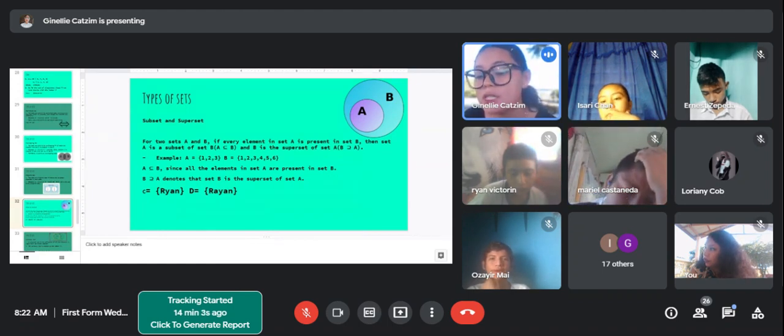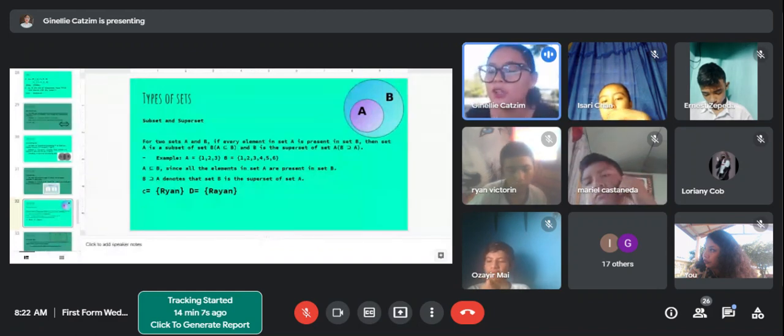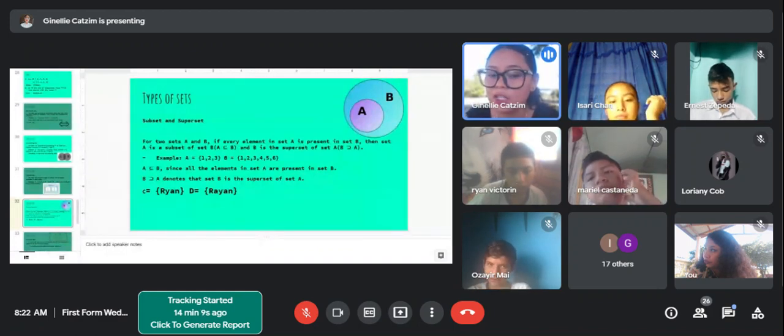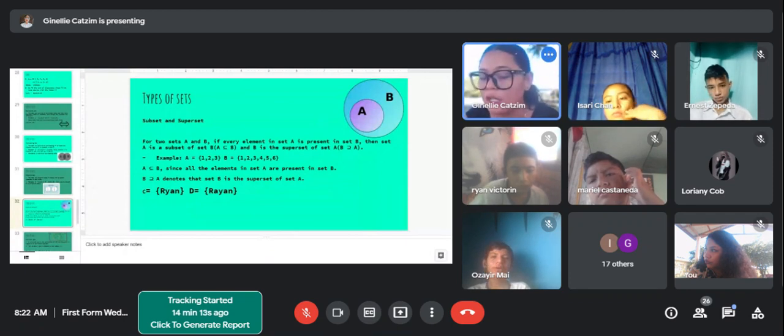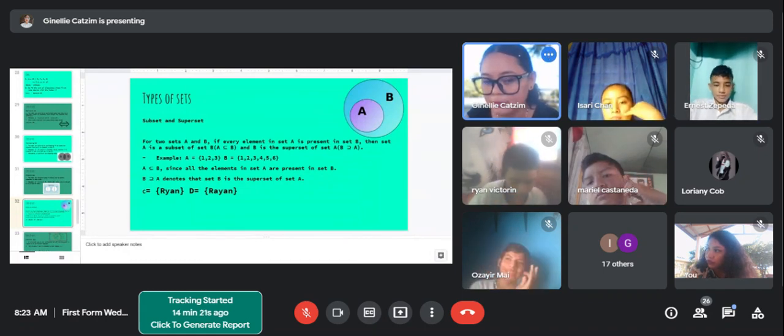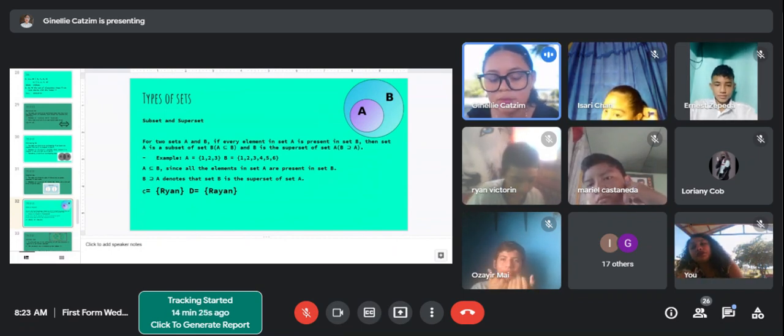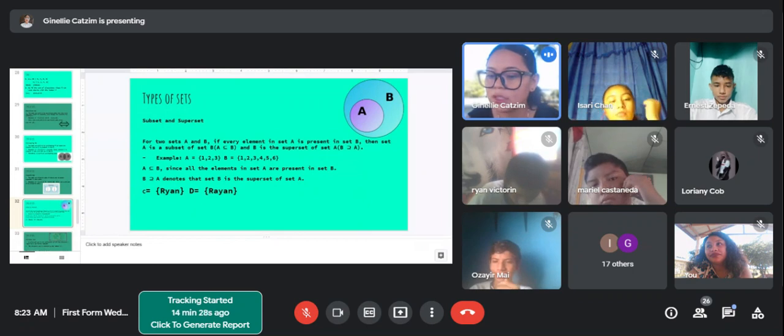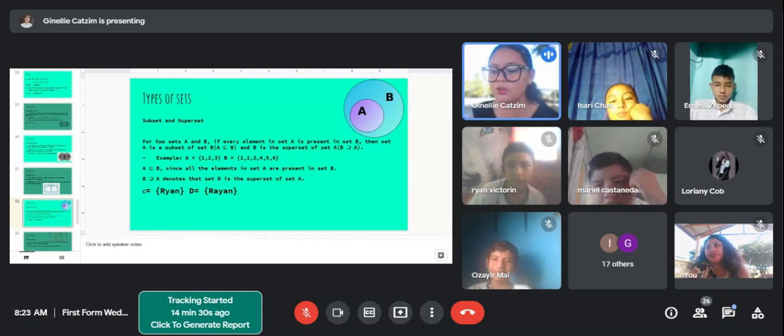Because from this D, we get to see which elements are there. And as you notice, almost every time the other set, which is the superset, is bigger than the subset, right? So are you getting it now, or do I need to repeat again?